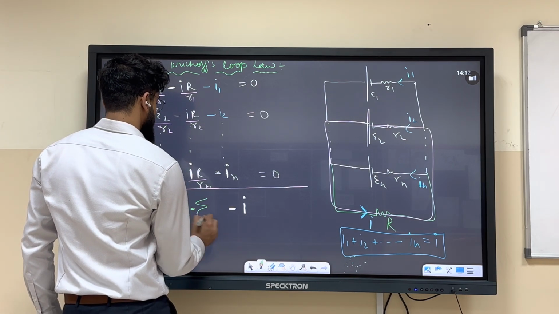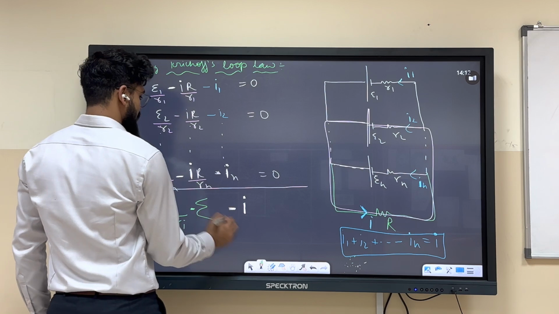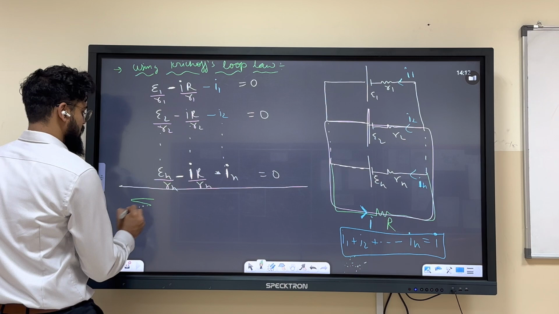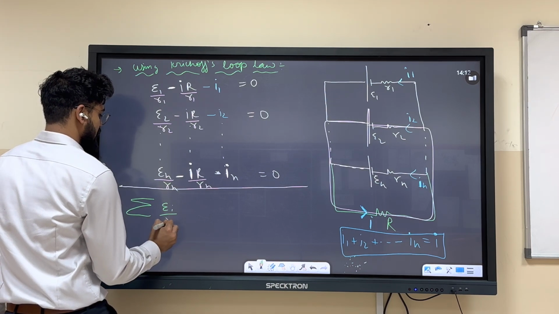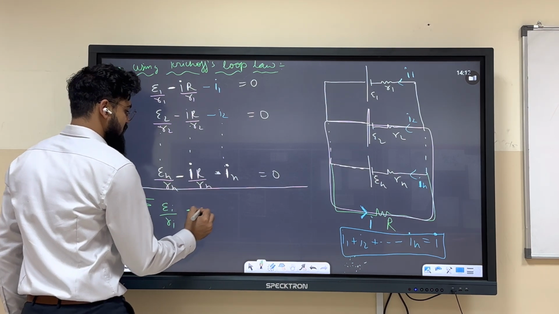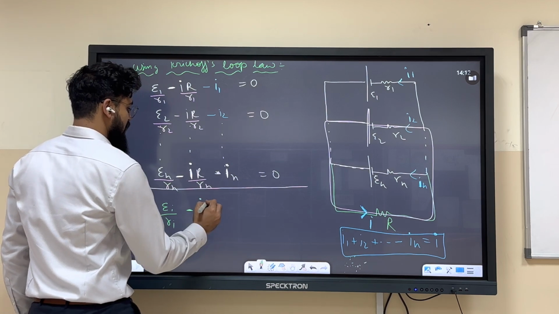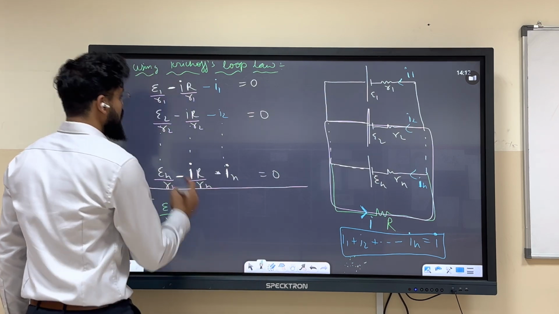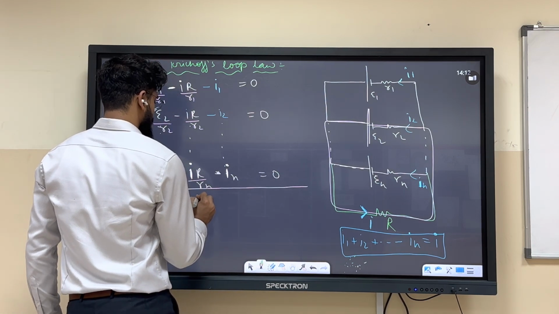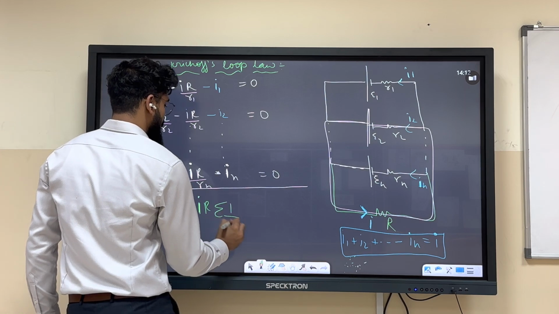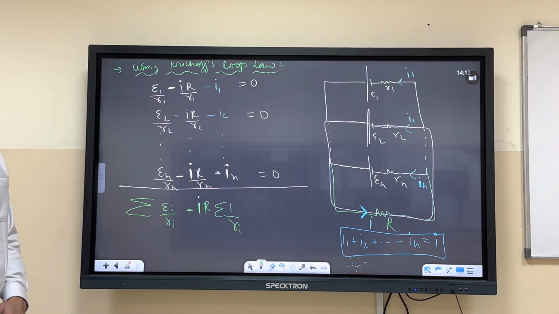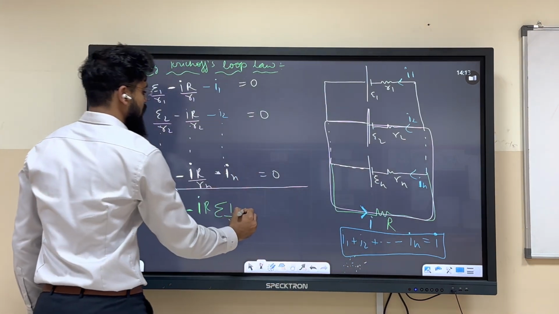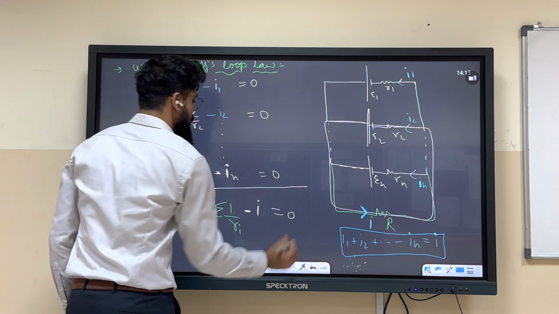Minus sigma minus I. R will come outside, it will be sigma, even R will come outside. Right? R sigma 1 upon R, correct? And this thing over here, it will become what? Just R. This whole thing will become just R equals to 0.